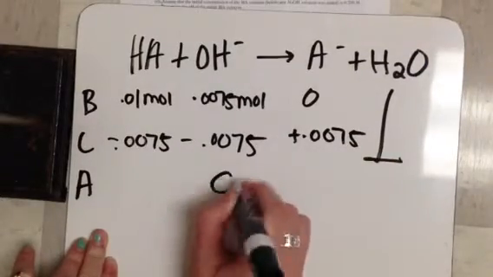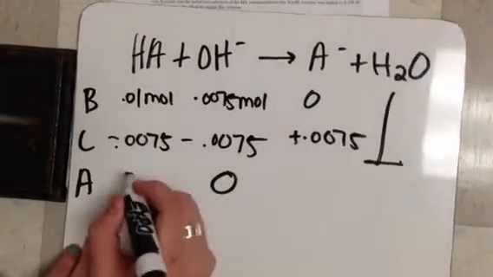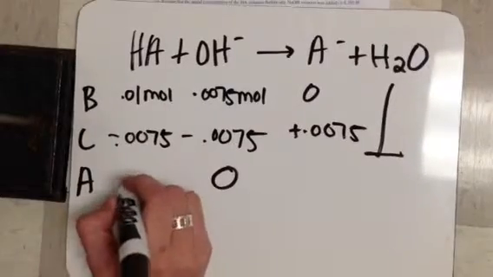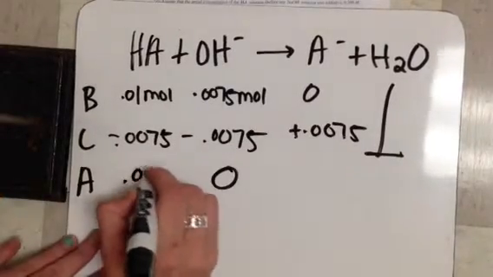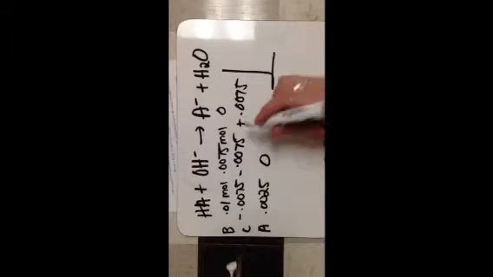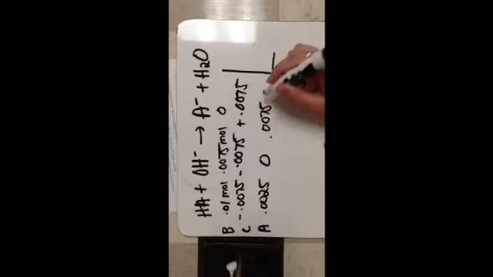So there's going to be no OH because it disappears. And there's going to be 0.0025 moles of HA. And there is 0.0075 moles of A minus.